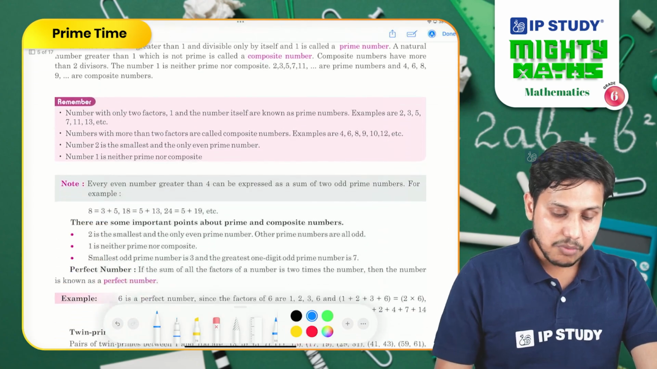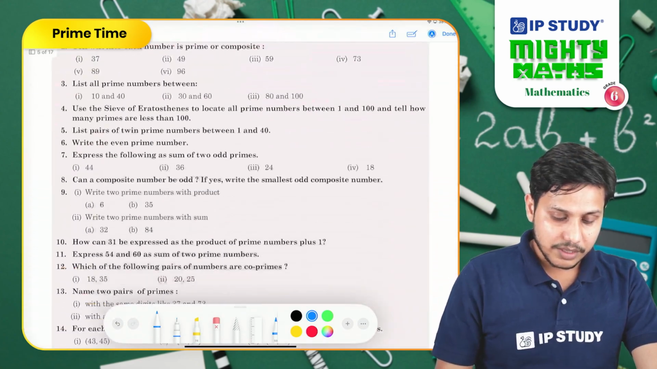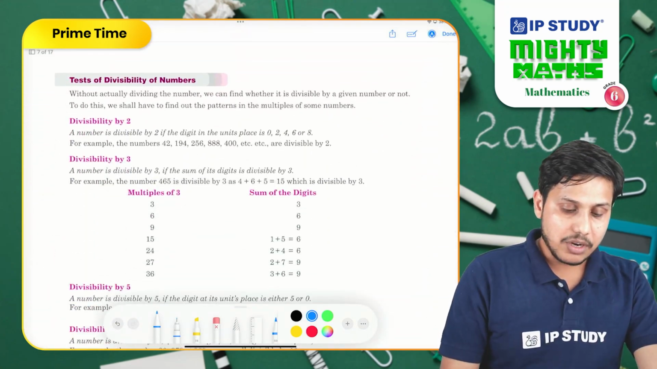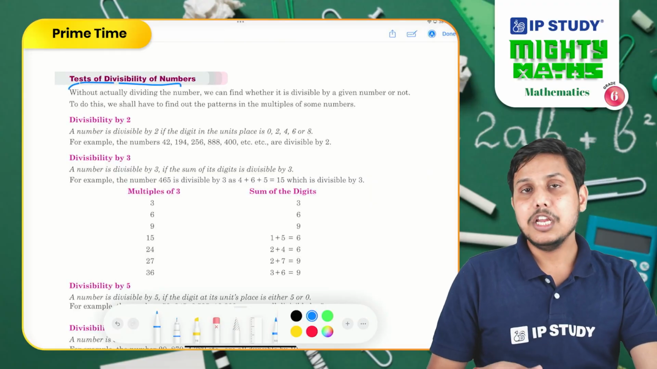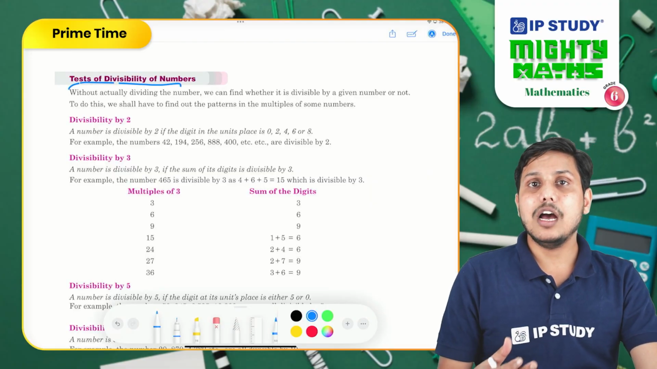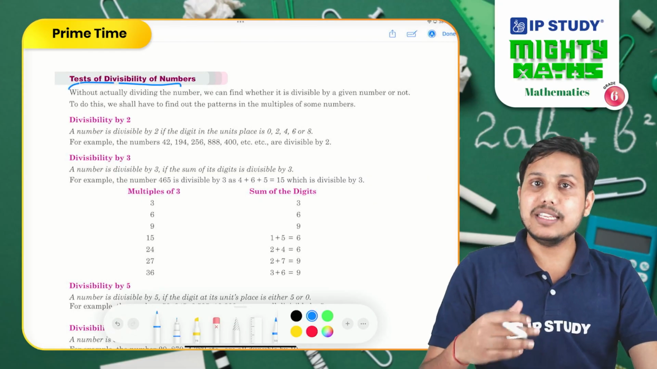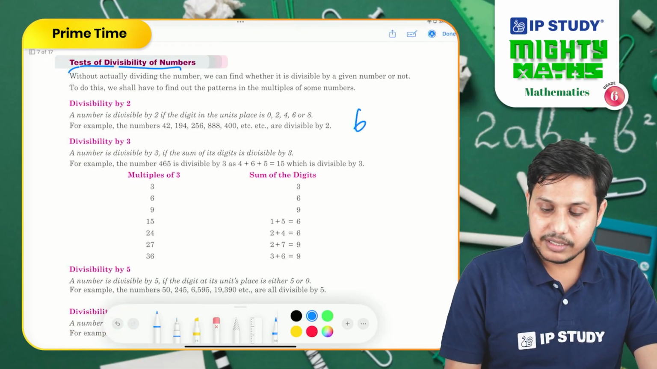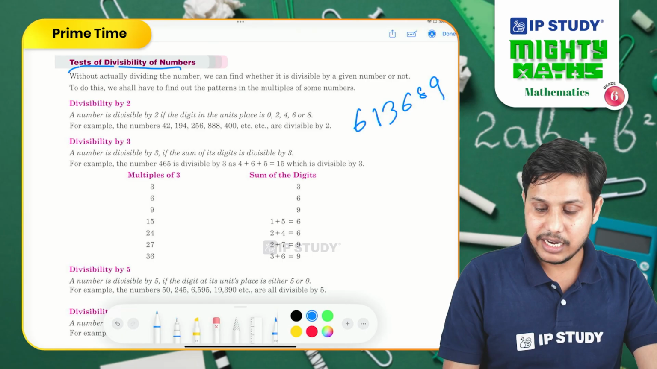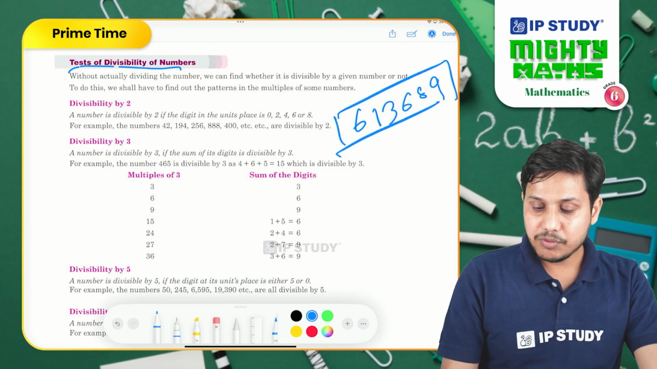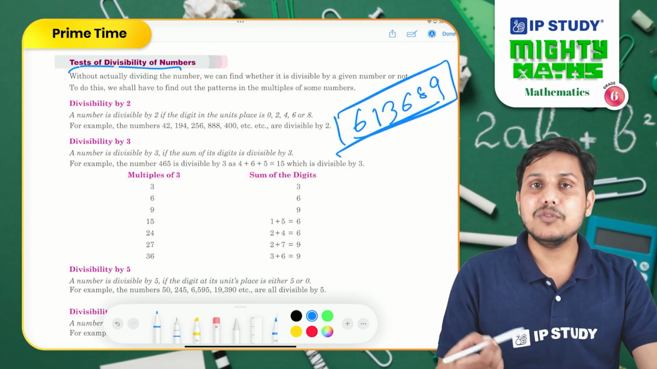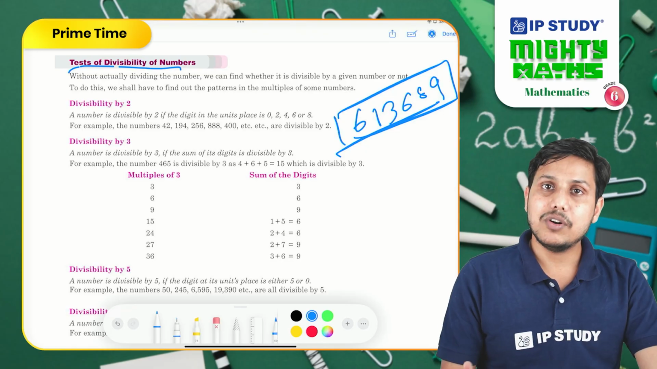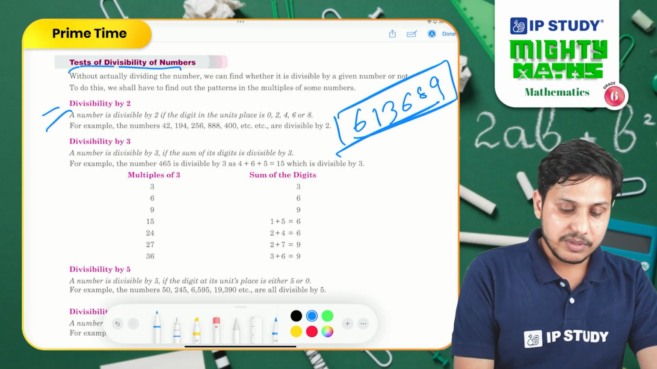Yes, students, moving to the next topic, test of divisibility of numbers. So students, here we will understand how to check if a given number is divisible by another number or not. Like, let's suppose we have a big number 613689. So we can use tricks to find out if this number is divisible by 2 or not, or divisible by 3 or not, etc. Starting with the first, divisibility by 2.